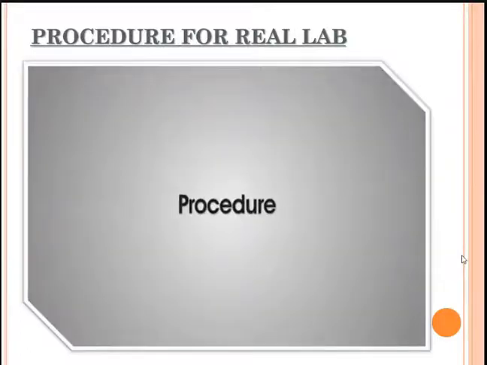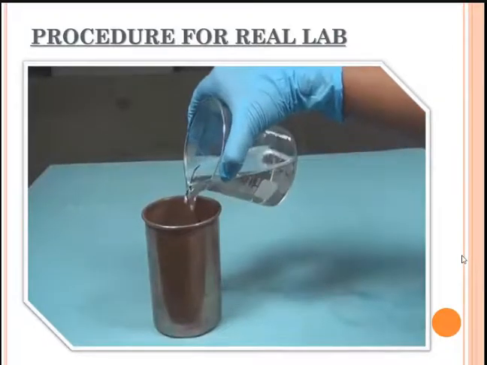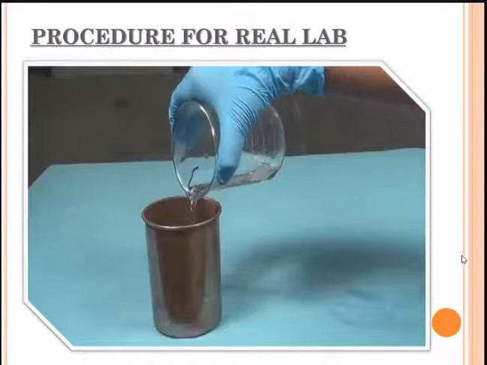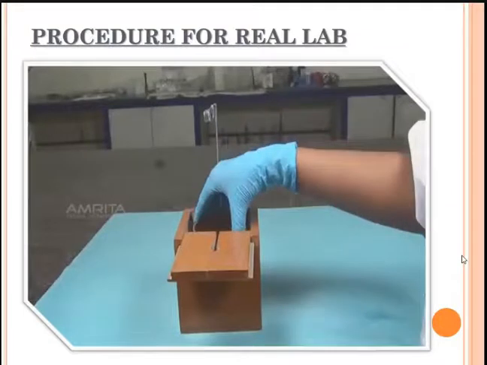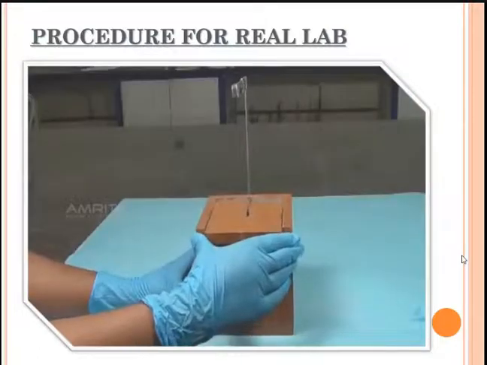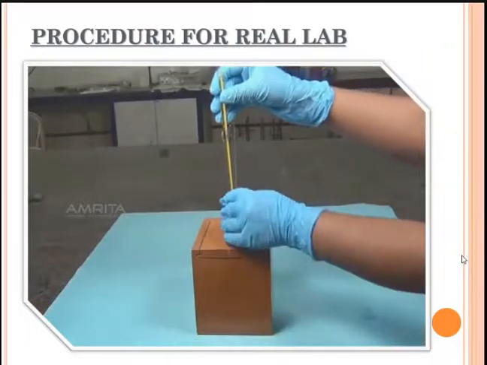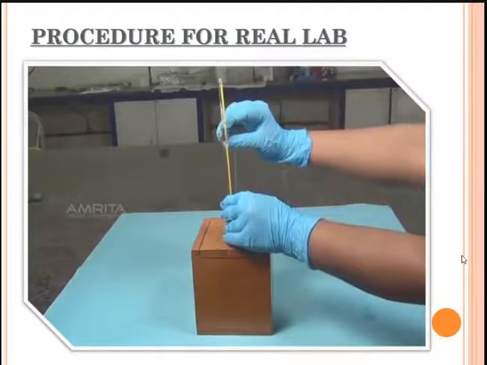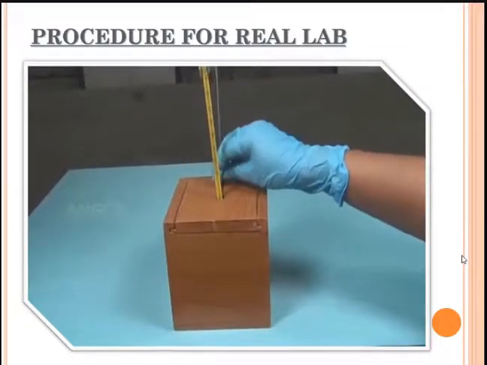Now I will explain the procedure with a small video. First, we have to fill two thirds of the copper calorimeter, which contains the stirrer, with hot water of about 80 degrees Celsius. Now place the calorimeter inside the wooden box. The space between the calorimeter and the wooden box is filled with cotton to avoid heat loss. Now close the wooden box with its lid. Now place the thermometer in the hot water in the calorimeter with the help of a clamp and stand. Now stir the water continuously to make it cool uniformly.